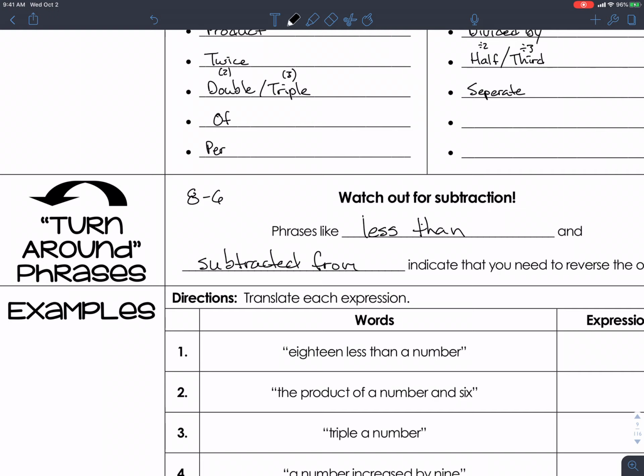Let me write this sentence in here. 6 less than 8. That is what you would get, 8 minus 6. Or you could also say 6 subtracted from 8. It's 8 minus 6.